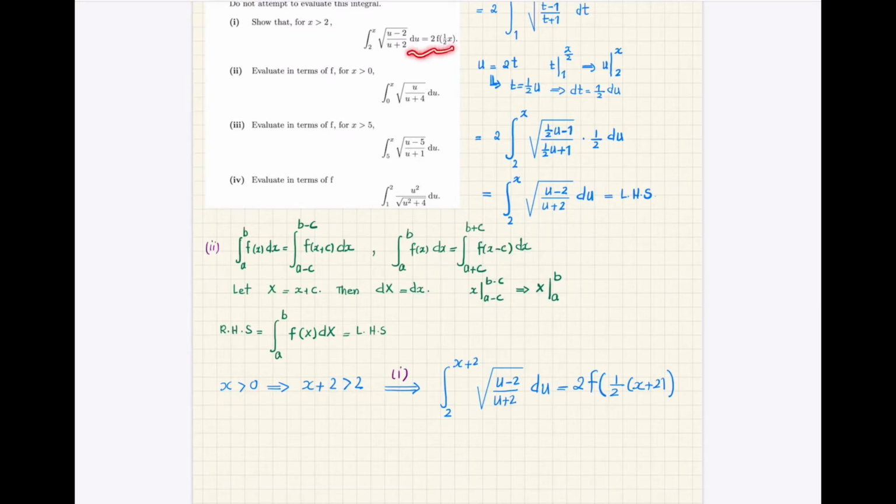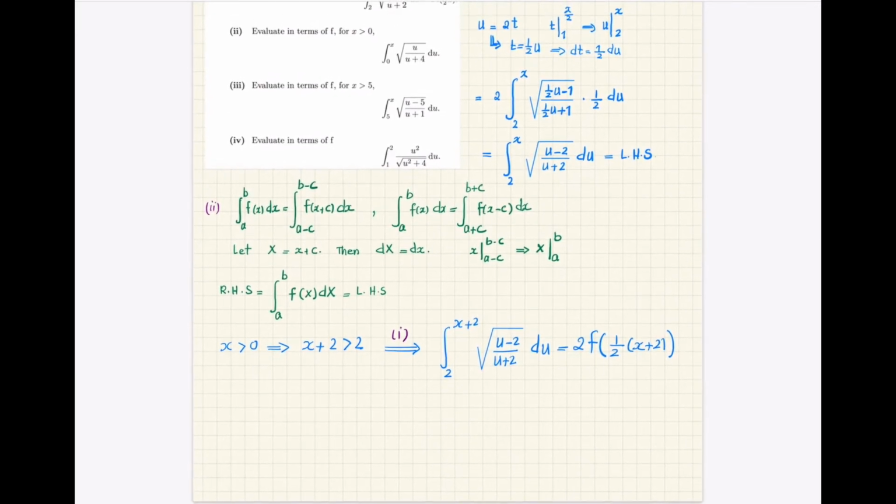And this formula works whenever this upper limit is a number greater than 2, provided I put the same value for x here as well. So I have done the same thing. I have replaced x here and here with x plus 2. Okay, so that's a valid way of doing things. But now I can use this rule here, because I want to have the lower limit 0 and the upper limit x.